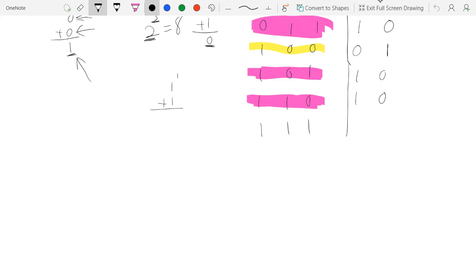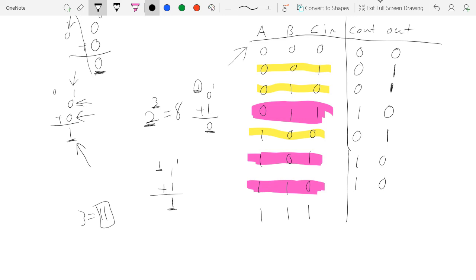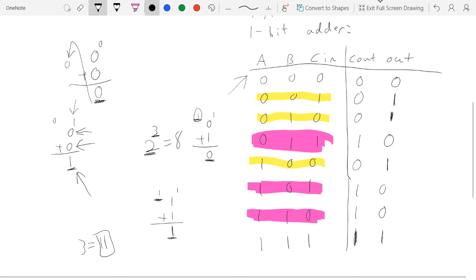And so 3 in binary, well, that's 1, 1. So I want to say that the answer is 1, but I'm also going to carry out another 1, and that goes to the next column over. So I've got my answer, that's 1, my output up here, the output's 1. And I've got this carry out here, this is carried out to our next column, the carry out, that's also 1.